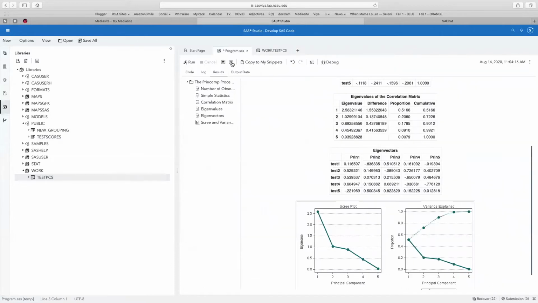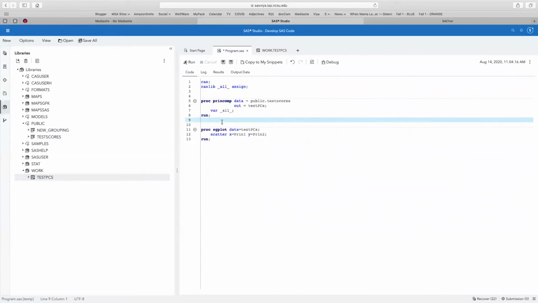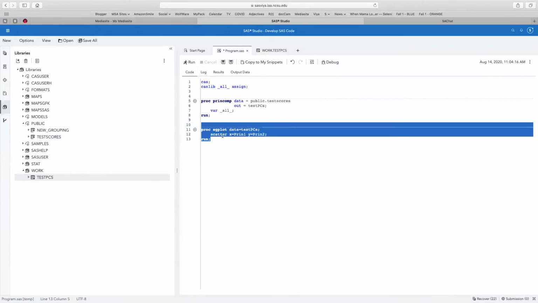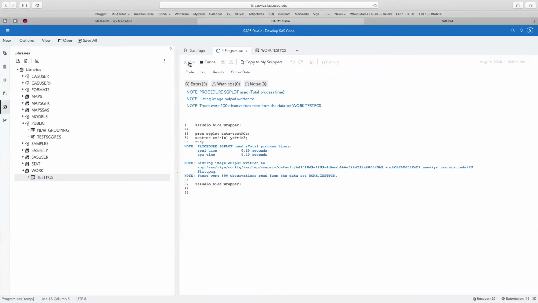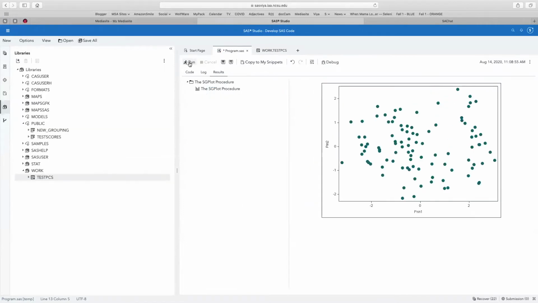So the next procedure here in my code is this SG plot, where I'm making a scatter plot of principal component 1 and principal component 2 from that output data set. Okay, and so this is the projection of my 5-dimensional data onto a 2-dimensional plane that has the most amount of information possible. Now, if you look at this closely enough, you may see it looks like there's kind of a dividing line right here.